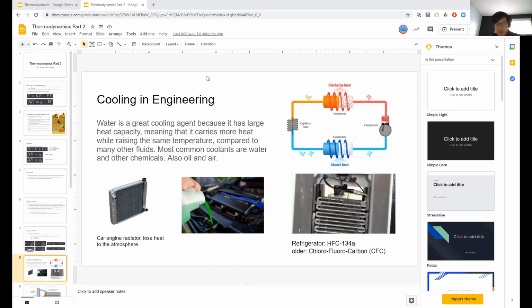It's also used in refrigerators, and HFC-134a is the most popular coolant right now. They used to use chlorofluorocarbon, but it's harmful to the environment if it's released into the atmosphere, so they changed it.